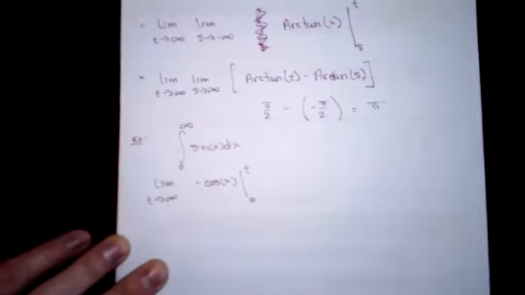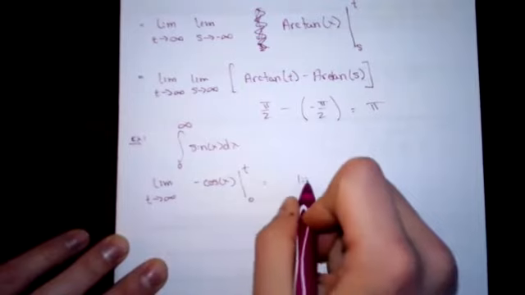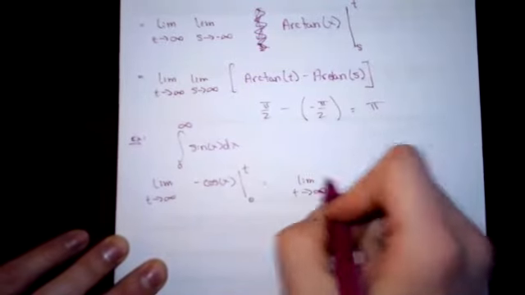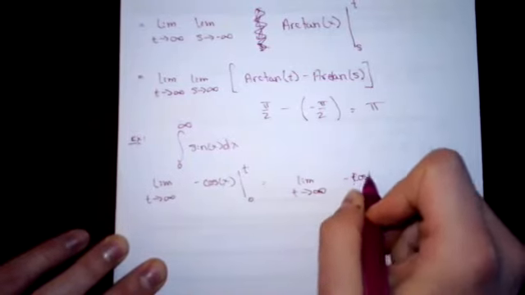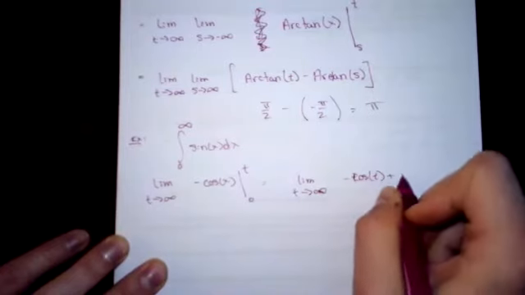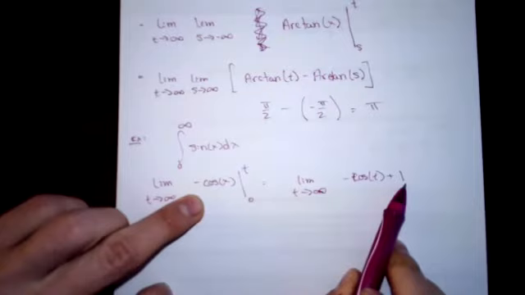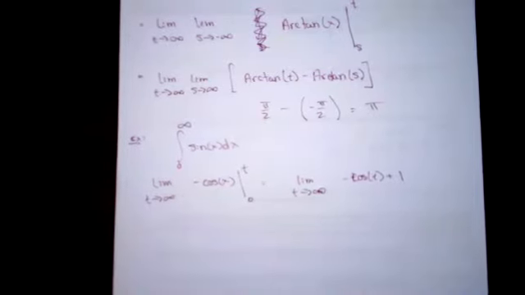And I'm just going to stick in that t for the infinity there. So it's, of course, the limit as t goes to infinity of minus cosine t plus 1. So minus a negative cosine of 0 is 1. But now what happens? What's the limit as t goes to infinity of cosine of t?